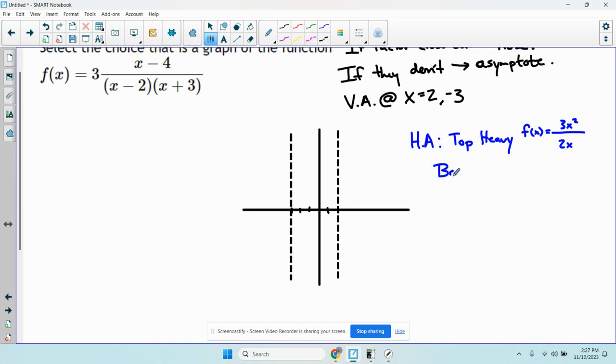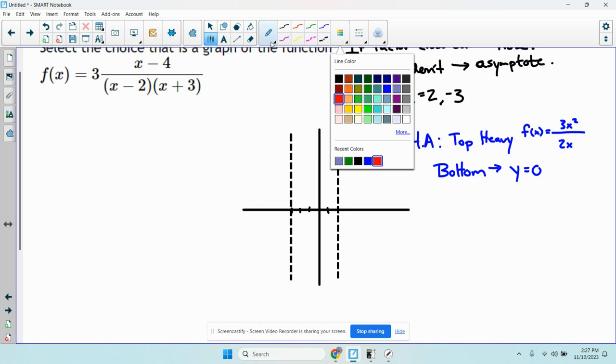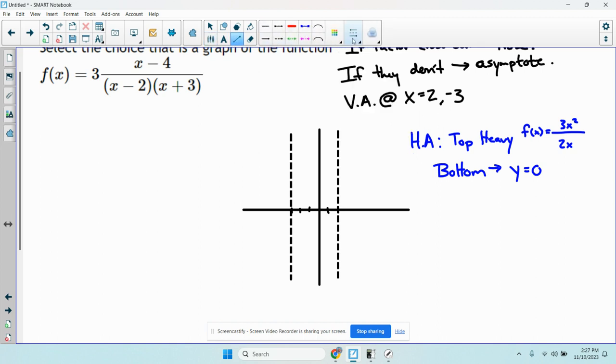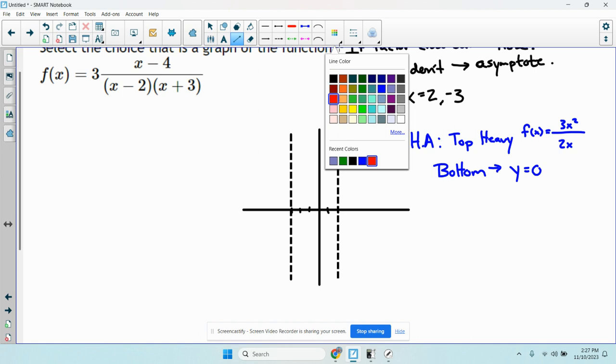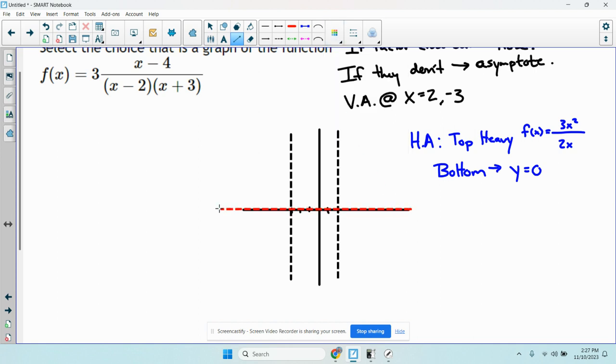If it's bottom heavy, if the degree on the bottom is larger, like we have here, we have on top x to the first minus 4. If I FOIL the bottom, this is x squared plus or minus something. This is bottom heavy. If we have a bottom heavy rational function, the horizontal asymptote is y equals 0. So I will draw that. The x-axis is our horizontal asymptote.